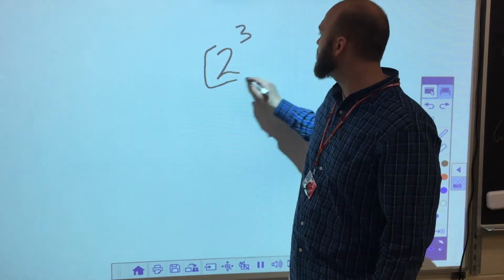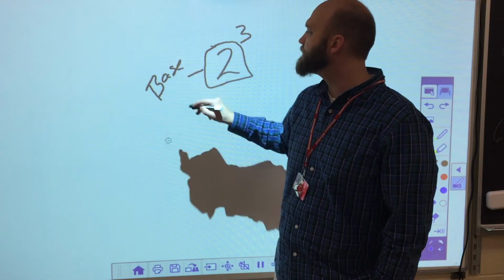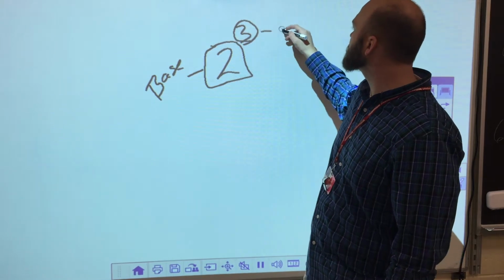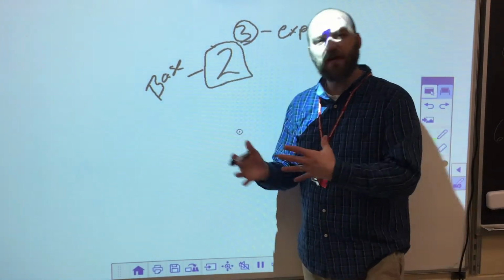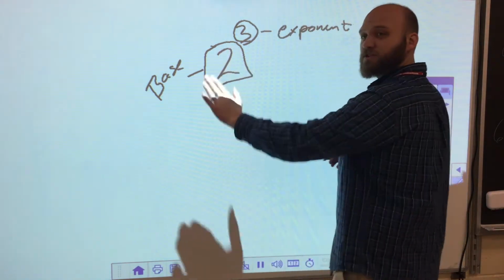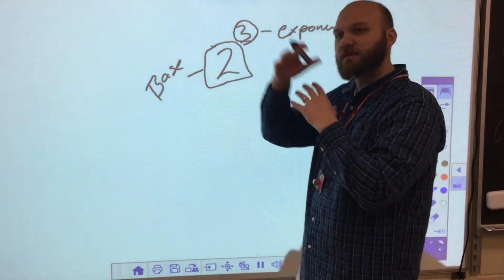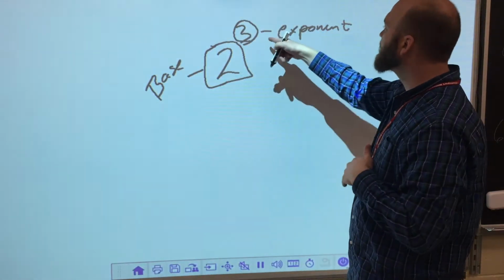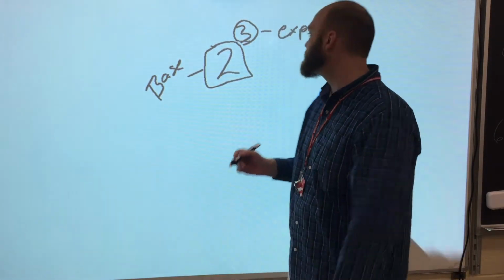I have this part here, which is called the base. And then this part up here, which is called the exponent. So again, you can think of the base being the number that this is sitting on, and this is the part that's going to be multiplied by itself. This exponent is above, it's beyond. The exponent tells me how many times I'm going to multiply 2 by itself.